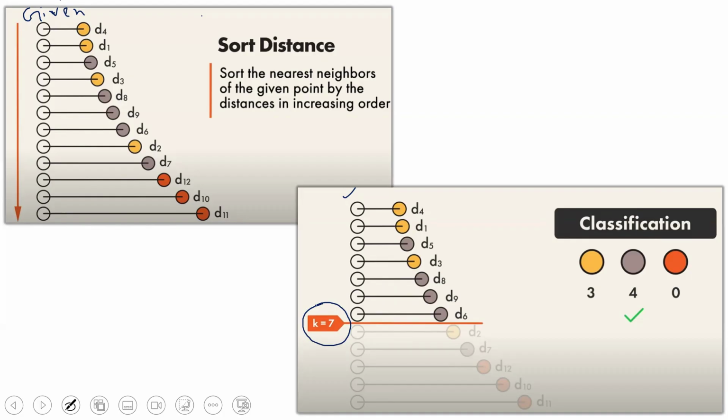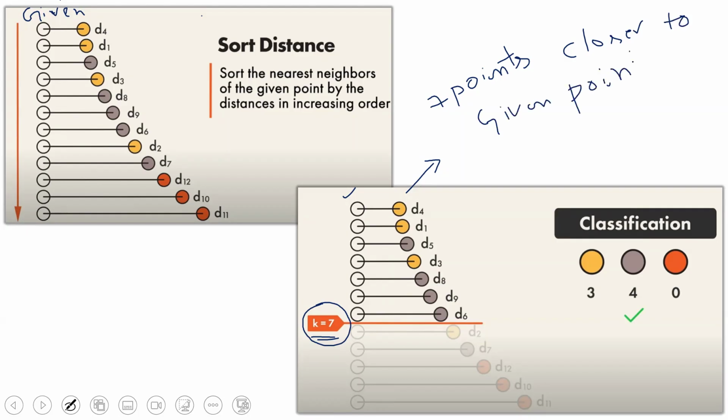Now, if the k value is 7, you just have to consider 7 points from the top. What it actually means is that we are trying to consider only the 7 points which are closer to the given point. Okay, closer to the given point. Now let's calculate, out of these 7 points, which classes these points belong to.